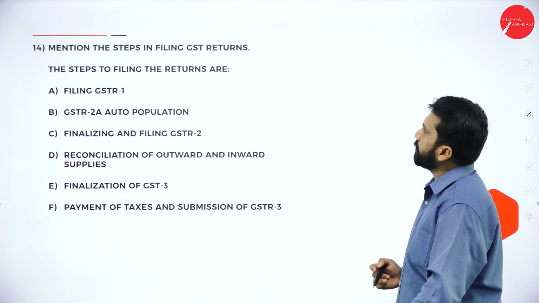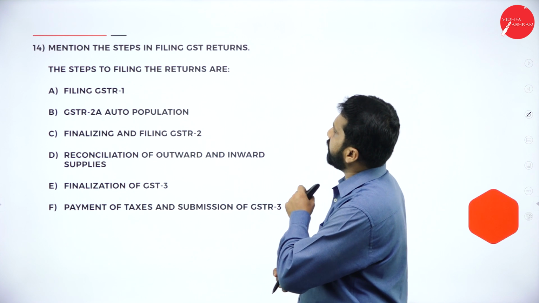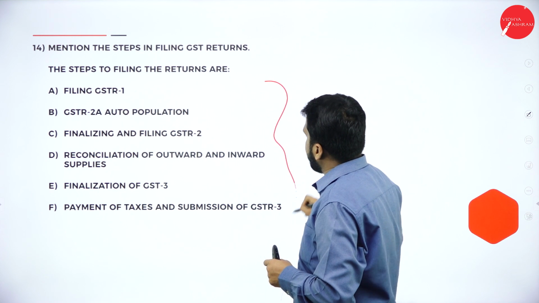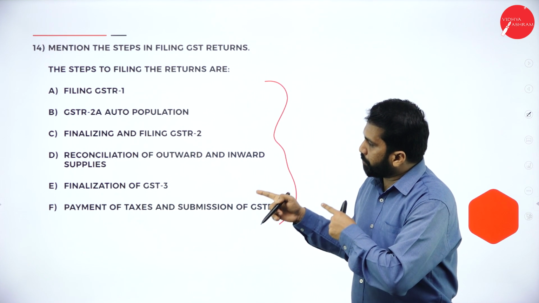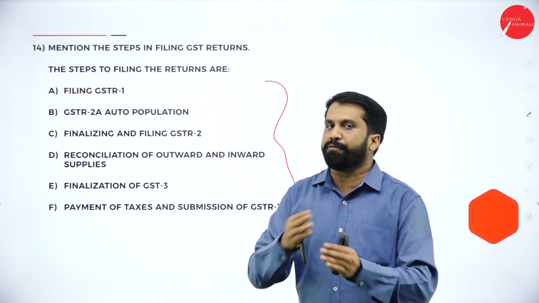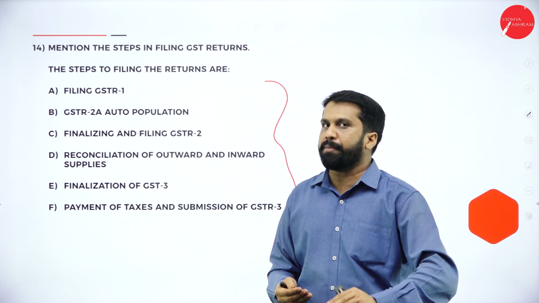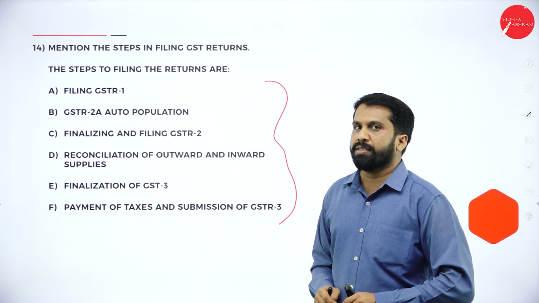The last one is mention the steps for filing GST returns. So these are the 4 to 5 points. Remember, you have to remember these points. Along with this, you are not supposed to shuffle this. It should be in the same order. You have to follow the same order. So you will get 5 out of 5.